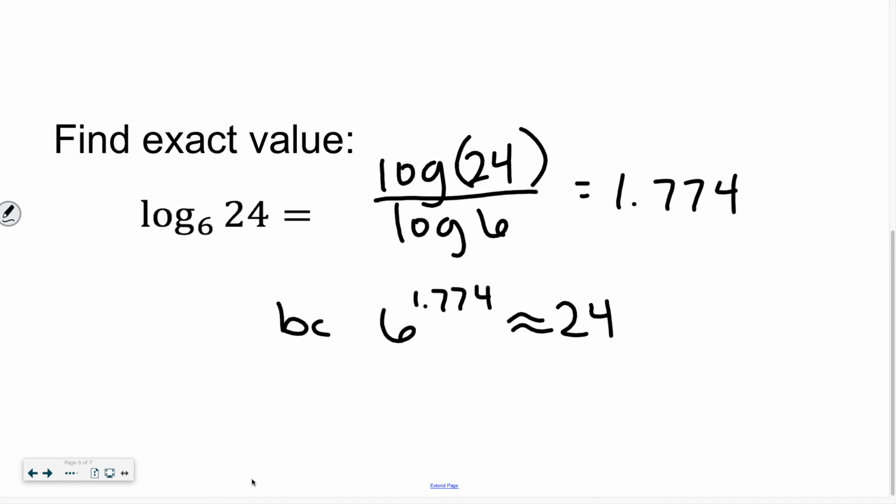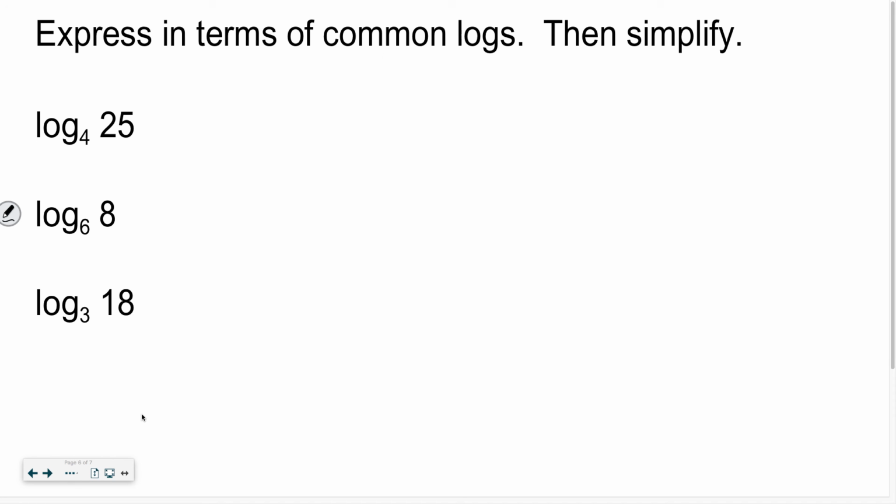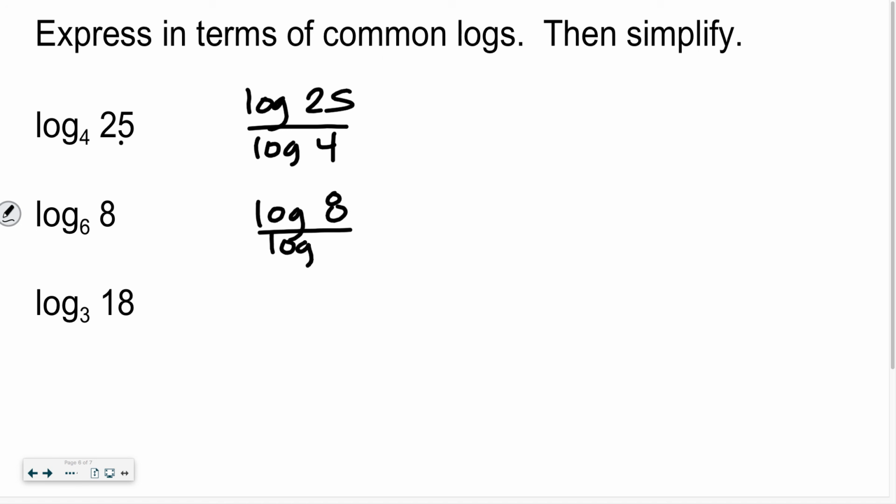Okay, just some other quick examples to reiterate this. If you were doing log base 4 of 25, you would do log of 25 divided by log of 4. Log base 6 of 8 would be log of 8 divided by log of 6. This will be log of 18 divided by log of 3.